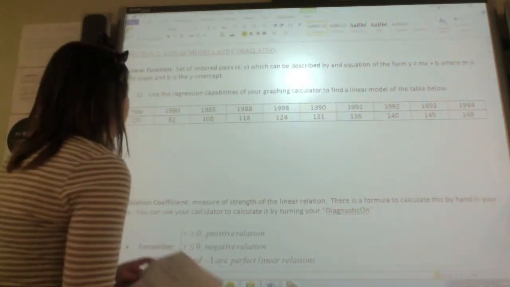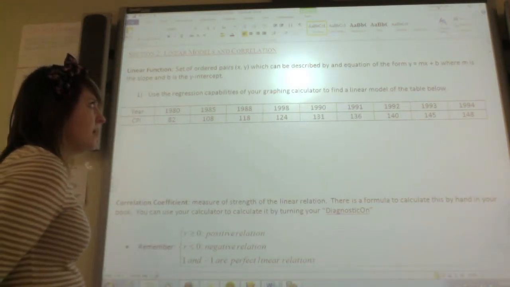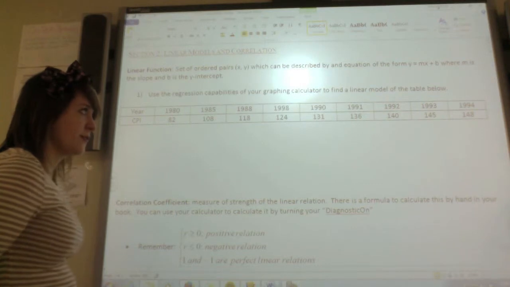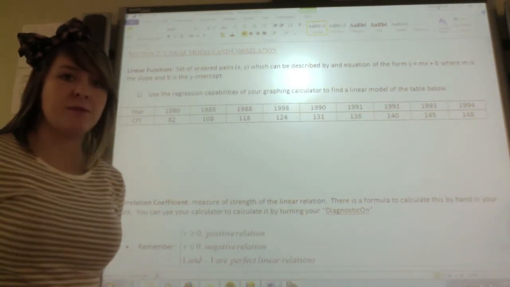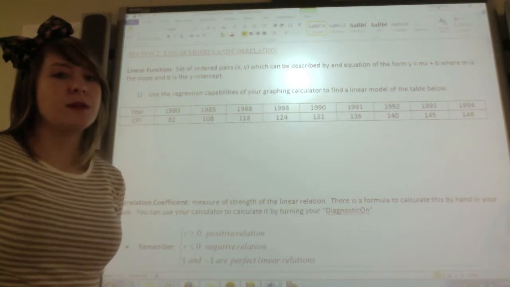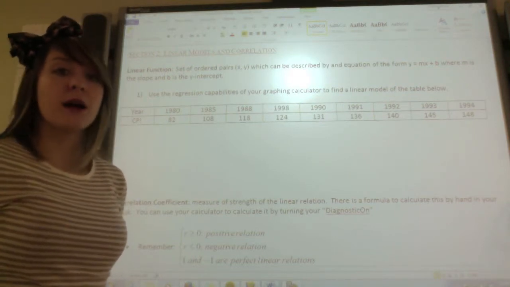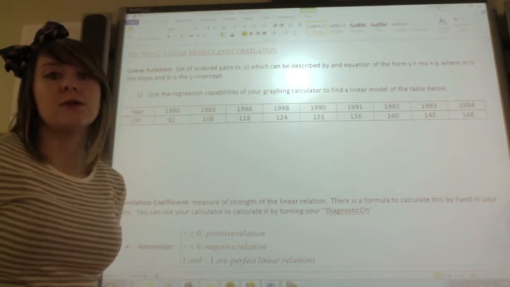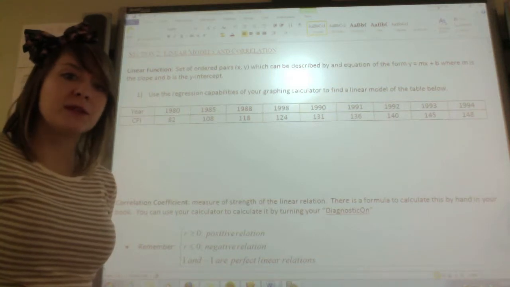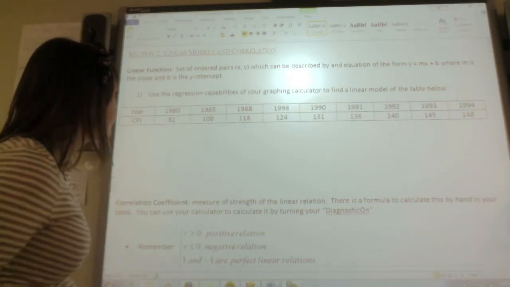So, on your notes, we have linear function. That's a set of ordered pairs x, y, which can be described by an equation of the form y equals mx plus b, where m is the slope and b is the y-intercept. Basically, if you can write something so that it only has a y and an x, and there's no x squared or x cubed or x to the fourth or anything like that, and there are no other weird variables as exponents, that would be considered a linear function.